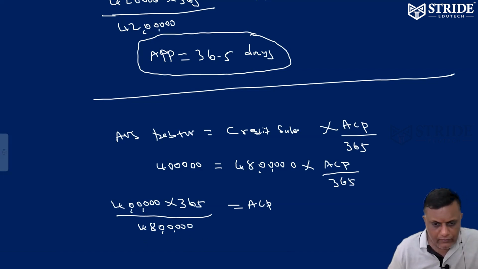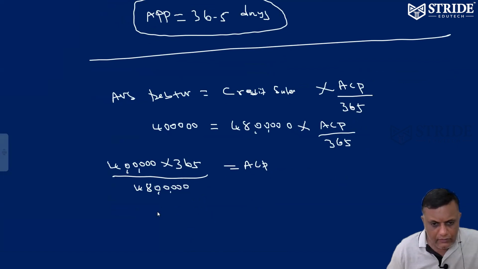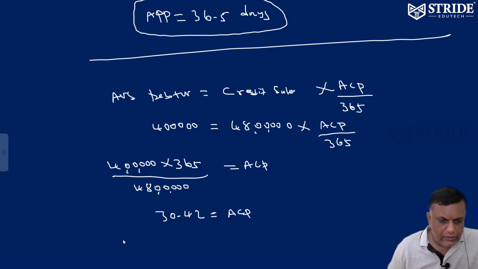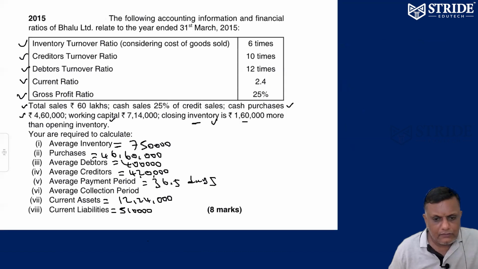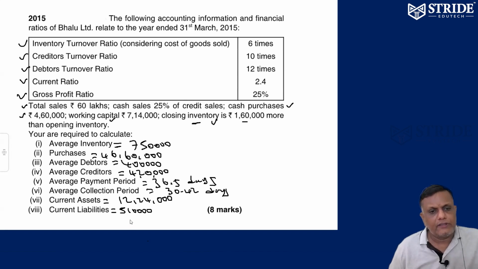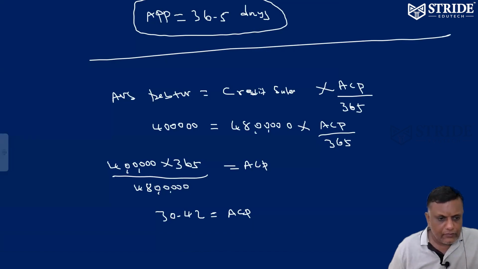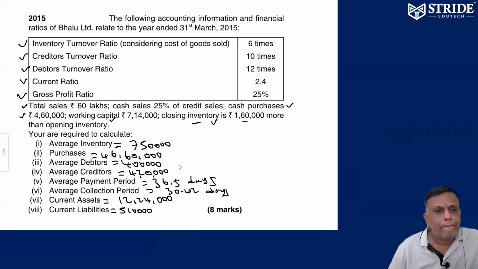It's going to be 30.4 days. So 30.4 days average collection period. 30.42 days average collection period. That's it. Anyway, you use everything.